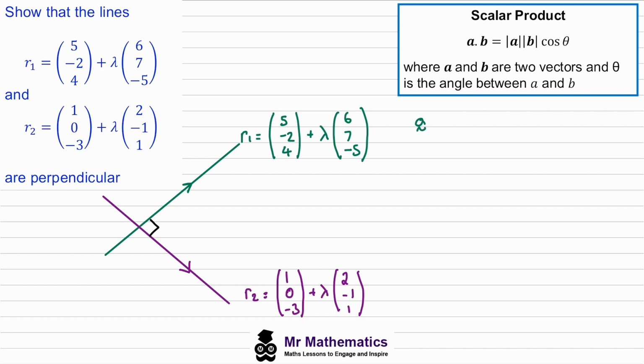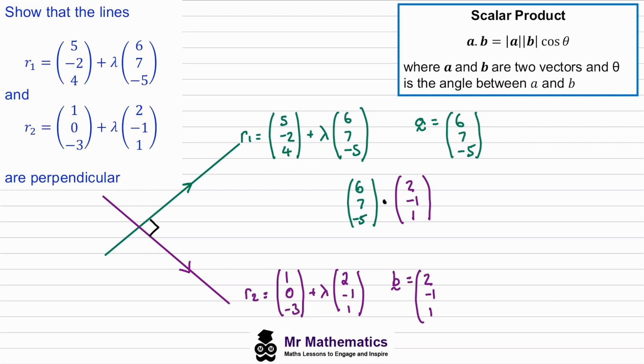So when we find a and b, we're using the direction of both vectors. So we're saying that a is equal to the direction vector of r1, and b would be the direction vector of r2. So now we have our a and b, we can substitute them into our equation. So we'll have vector a dotted with vector b will equal the magnitude of a times the magnitude of b times the cosine of the angle between them. And this is 90 because we've been asked to show that they're perpendicular.